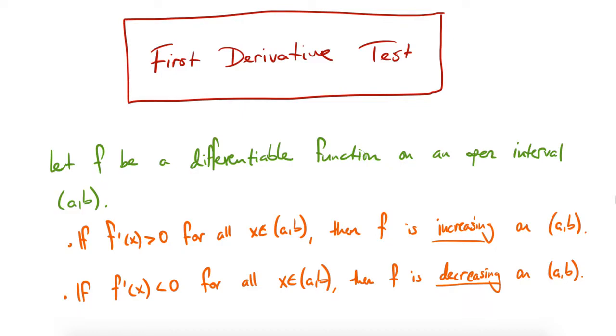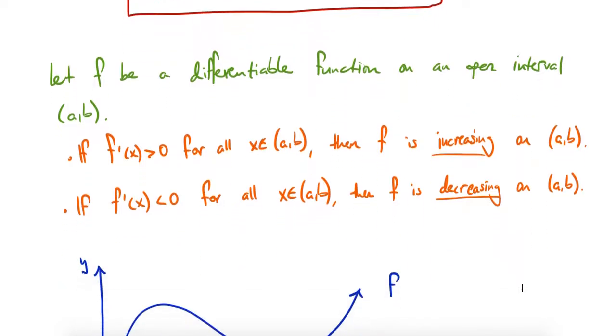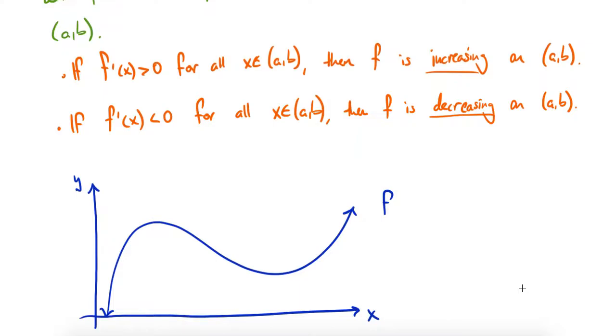This video is about the first derivative test, so let's dive in. Let f be a differentiable function on an open interval. If the first derivative is positive, then we say f is increasing, and if the first derivative is negative, we say f is decreasing. Let's just go ahead and look at a graph and sort of make sense of that.